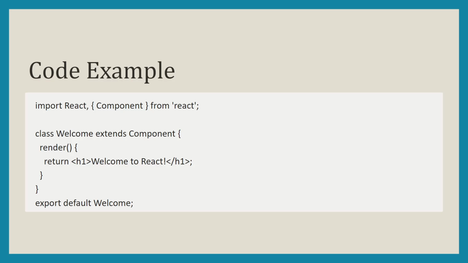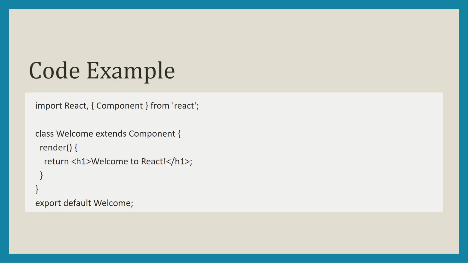Okay, so here's the code example. First, you import React and Component. The first line imports the React library and the Component class from the React package. React is essential for creating components, and Component is the base class for defining stateful components. Next is the class declaration. It declares a new class called Welcome that extends React.Component. By extending Component, the Welcome class inherits methods and properties needed to create a React component.